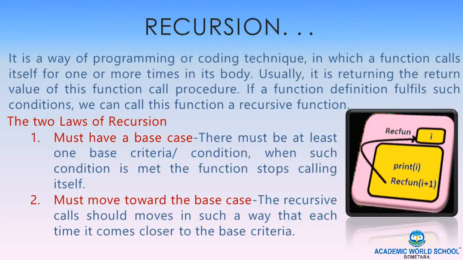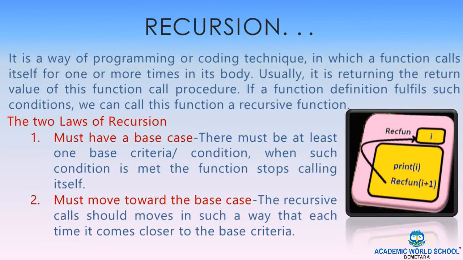The two laws of recursion: it must have a base condition. Means when we are declaring any recursive function, in that case we must give a base condition. Means until the base condition is satisfied, the function calls itself again and again. There must be at least one base criteria or condition. When such a condition is met, the function stops calling itself, and it must move toward the base case. The recursive function call should move in such a way that each time it comes closer to the base criteria.